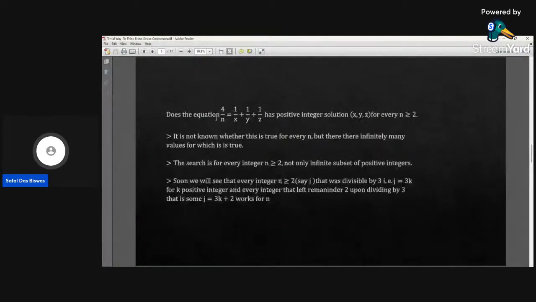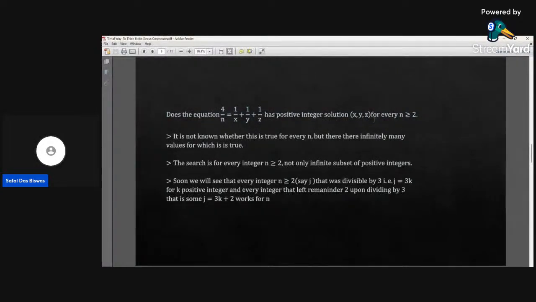So here is the question for the Erdős conjecture. Does the equation 4 over n equals 1 over x plus 1 over y plus 1 over z have a positive integer solution x, y, z for every n greater than or equal to 2? So this is the Erdős conjecture. Till here, I hope you get this point. Okay. So the main question is, it is not known whether this is true for every n. That means, for every n, do there exist positive integers x, y, z such that this equation holds? Okay, fine.